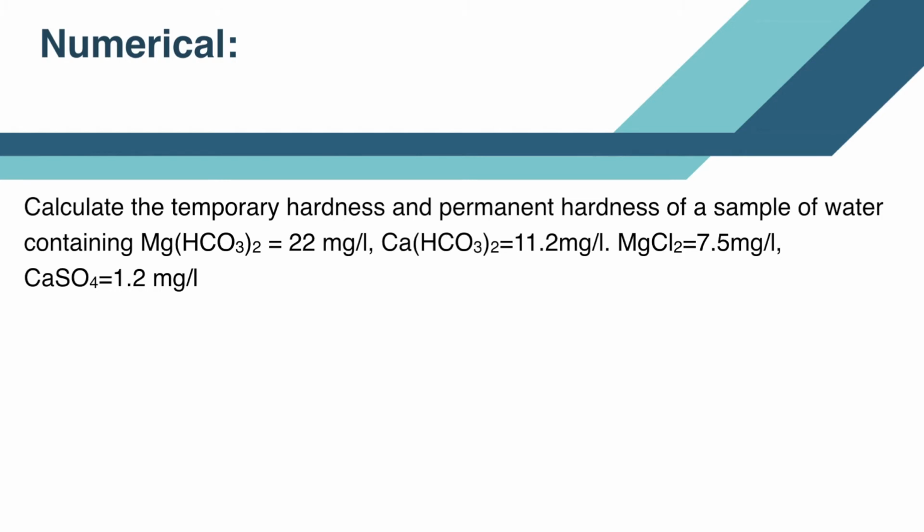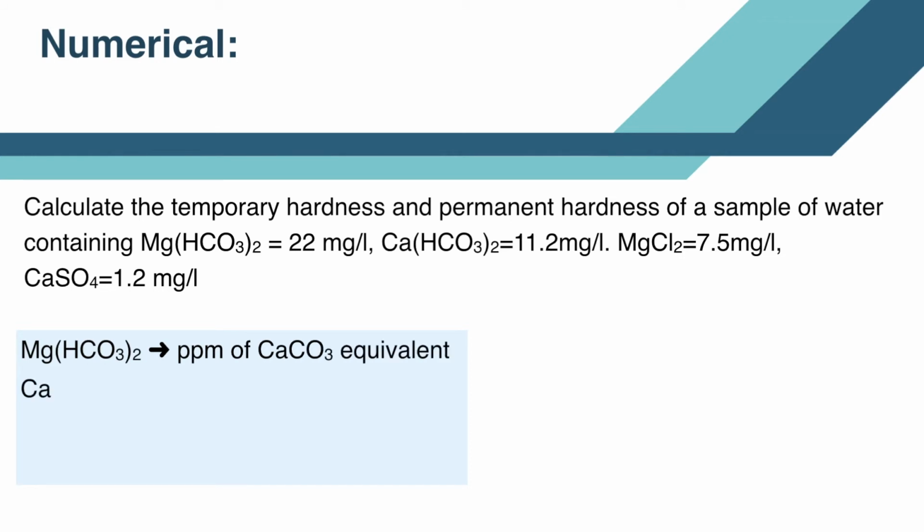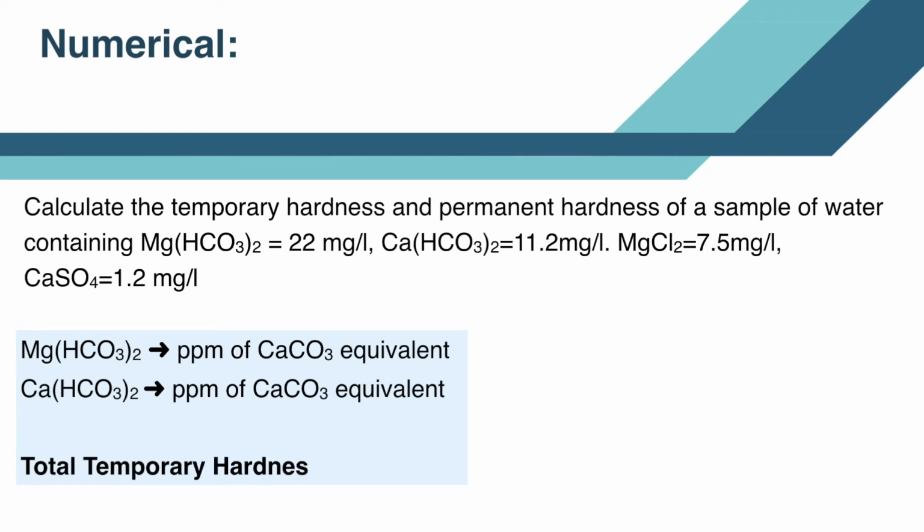Your first job is to identify which salt will cause temporary hardness and which salt will cause permanent hardness in water. How to identify? See, I told you, the cationic part in the salt cannot decide temporary and permanent hardness. You have to focus on the anionic part present in your salt. So which is the anionic part? Here the anionic part is bicarbonate. It will cause temporary hardness, because remember my trick: carbonate and bicarbonate anions will cause temporary hardness. Here also the anion is bicarbonate, so it will cause temporary hardness.